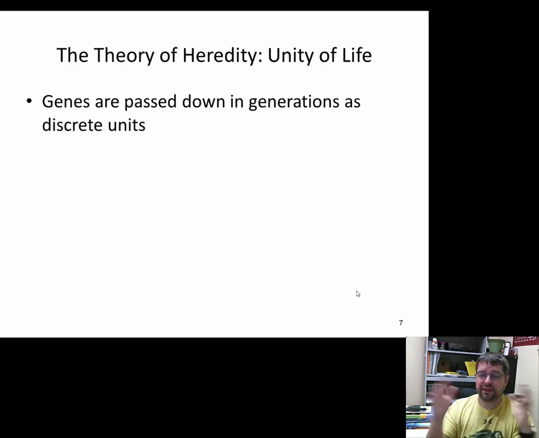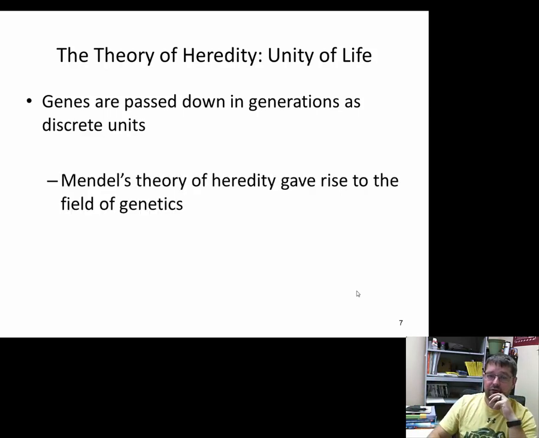Now, when he did this work, there was no such thing as genes. Mendel didn't actually know that there was such a thing as DNA, chromosomes, alleles, or loci. He didn't know anything about that. He just knew mathematically it worked. And so Mendel's theory of heredity really gave rise to the field of genetics.